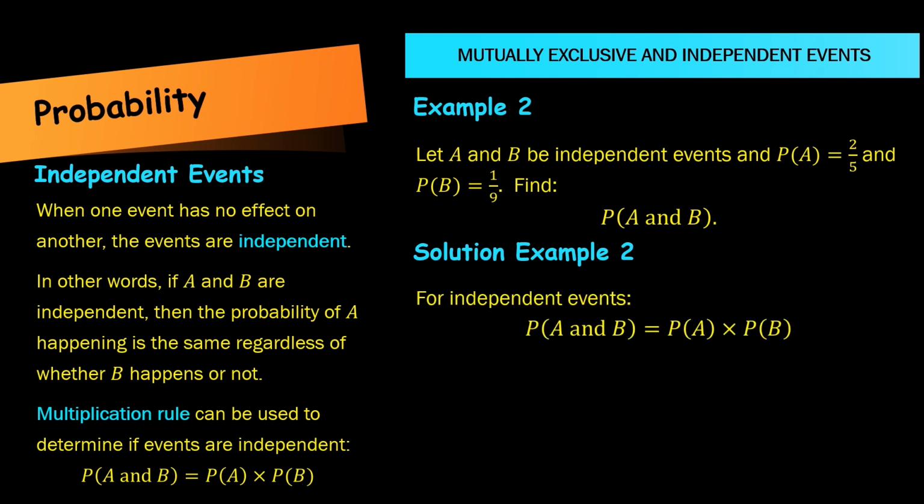For independent events, as we mentioned, probability of A and B equals probability of A times probability of B, which is equal to 2/5 for probability of A times 1/9 for probability of B, which equals 2 out of 45.